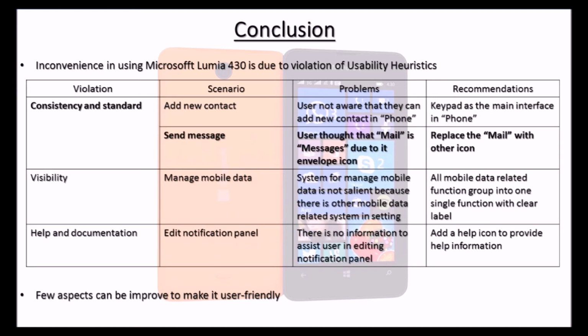At the same time, consistency and standards is also violated in the send message task. This is because the envelope icon that normally represents the message function represents the mail function in this phone. Besides, the function of managing mobile data is not salient due to the presence of other mobile data related items in the settings. This violation of visibility has confused the user when they performed the task.